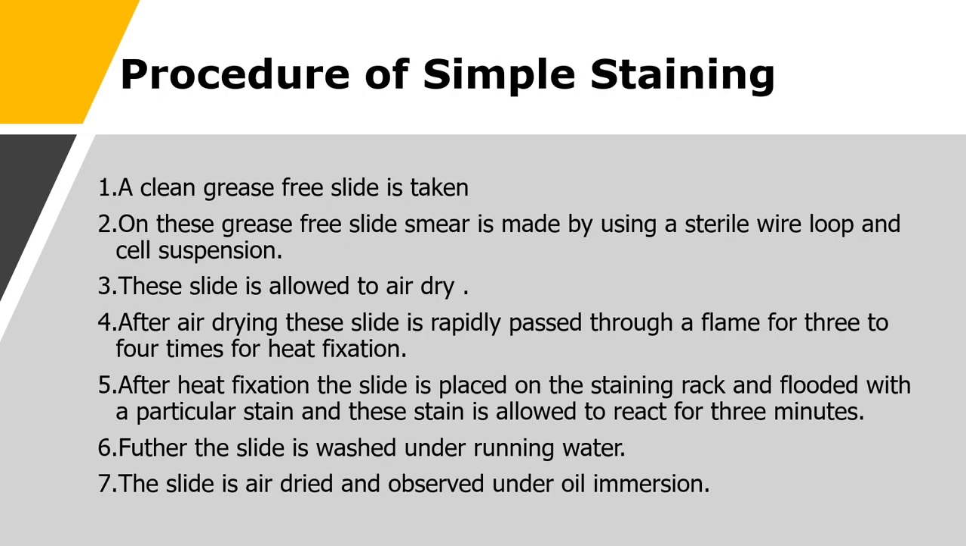Procedure for simple staining. A clean, grease-free slide is taken. How do we make this grease-free slide? It is made by first washing the slide with detergent, wiping off the excess water, and passing the slide through a flame. On this grease-free slide, a smear is made by using a sterile wire loop and cell suspension. This slide is allowed to air dry. After air drying, the slide is rapidly passed through a flame 3 to 4 times for heat fixation.